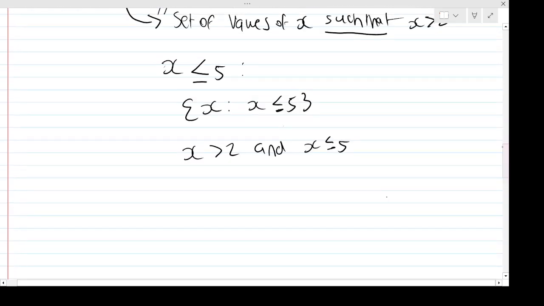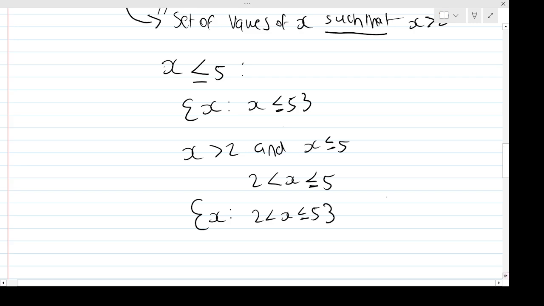Well, from the last exercise, you should realise that we can combine this together. Say 2 has to be less than x, has to be less than or equal to 5. So x has to be greater than 2, but x also has to be less than or equal to 5, which gets us this. We can say then the set of values of x such that 2 is less than x, less than or equal to 5, right?